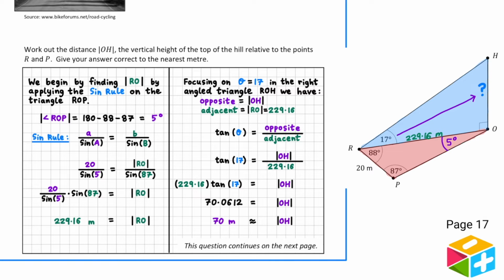To find the length of OH, we'll want to get rid of the division by 229.16. We can do this by multiplying both sides by this number. From here, we can perform the calculation on the left-hand side and round to the nearest metre. This brings us to our final answer. The length of OH is 70 metres.